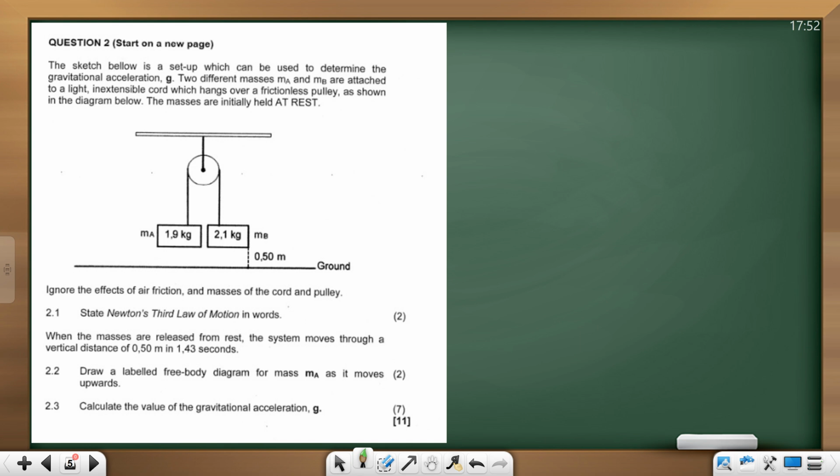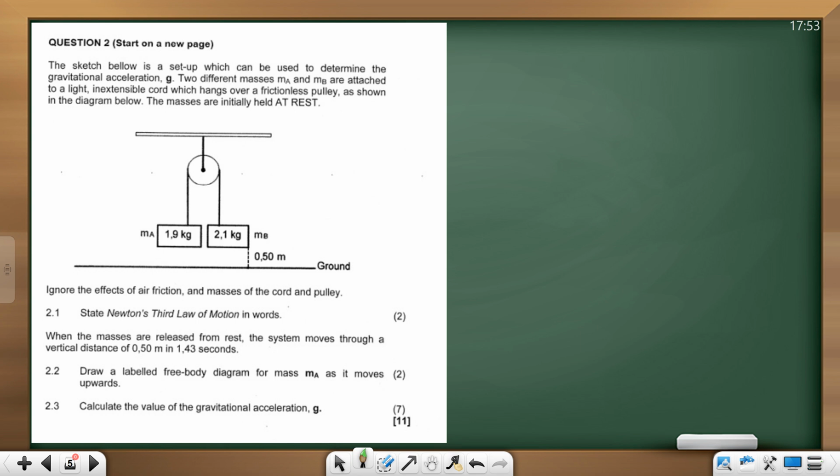The sketch below is a setup which can be used to determine the gravitational acceleration G. 2 different masses MA and MB are attached to a light inextensible cord which hangs over a frictionless pulley. As shown in the diagram, the masses are initially at rest. Okay, so we see MA and MB. Ignore the effect of friction, masses of the cord, and the pulley. State Newton's third law. You see now that in the 3 questions we've done, one asks for the first, one asks for the second, and the third one is asking for the third. So it's important that we know all the 3.